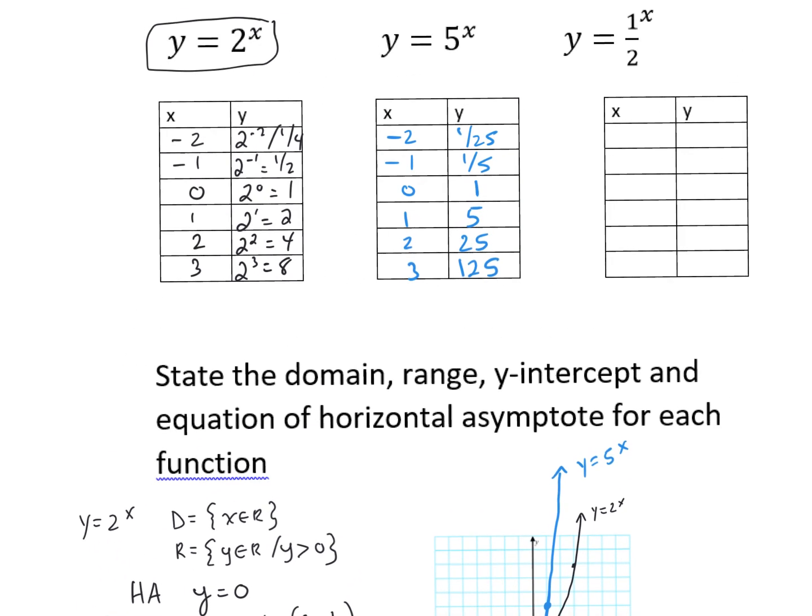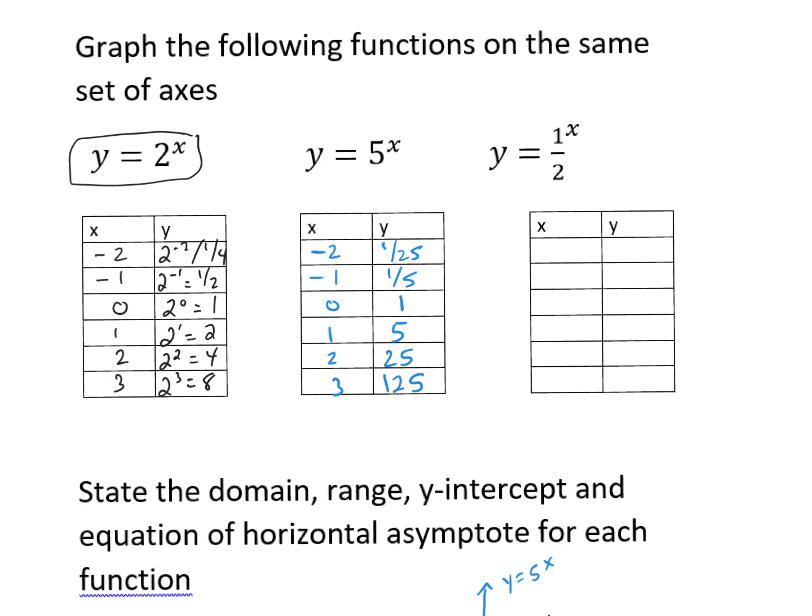And then finally, we're going to do 1/2 to the x. Again, we'll use the same numbers for x. So 1/2 to the power 0 is 1, 1/2 to the power 1, 1/2 squared, 1/2 to the power 3. Then we have 1/2 to the power negative 1. When you have a negative exponent, you flip the fraction and make the exponent positive. So that equals 2. And 1/2 to the negative 2 would equal 4.